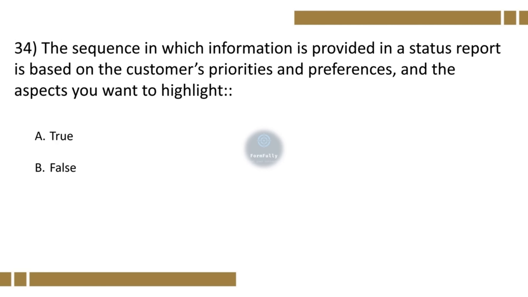Question 34. The sequence in which information is provided in a status report is based on the customer's priority and preferences and the aspects you want to highlight. Option A, true or false? And the correct option is A, true.